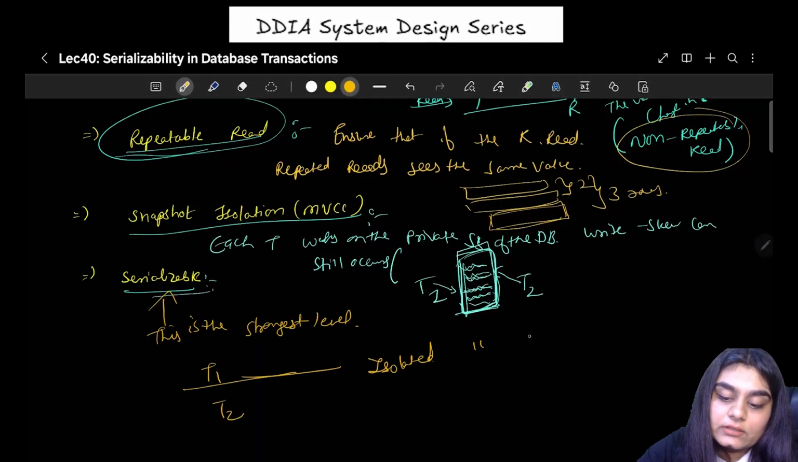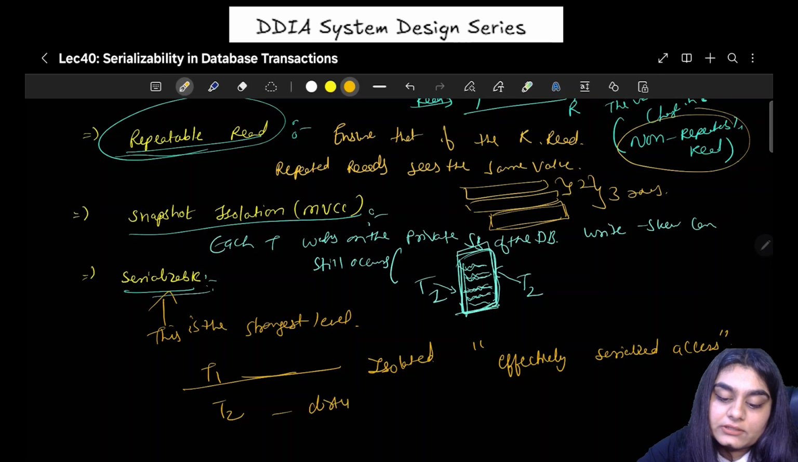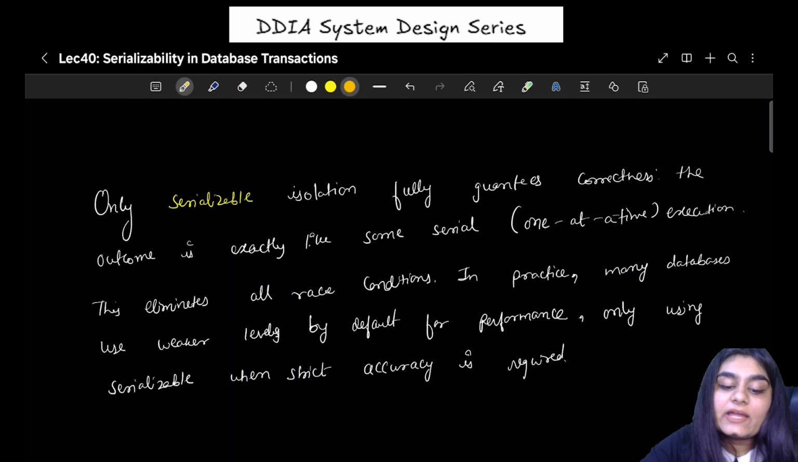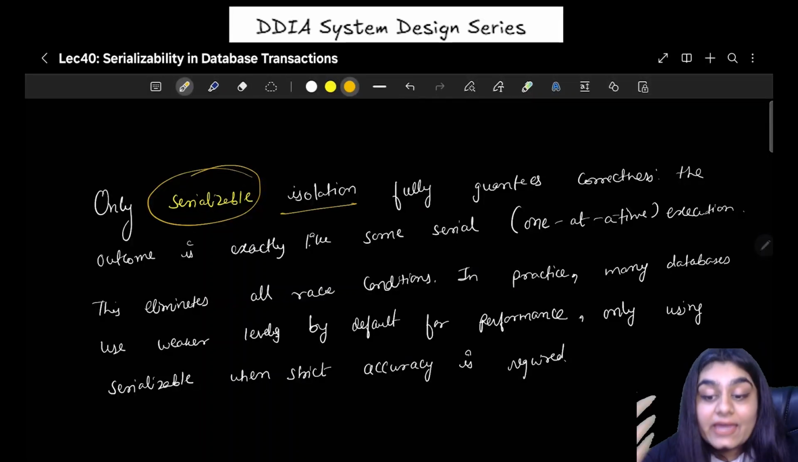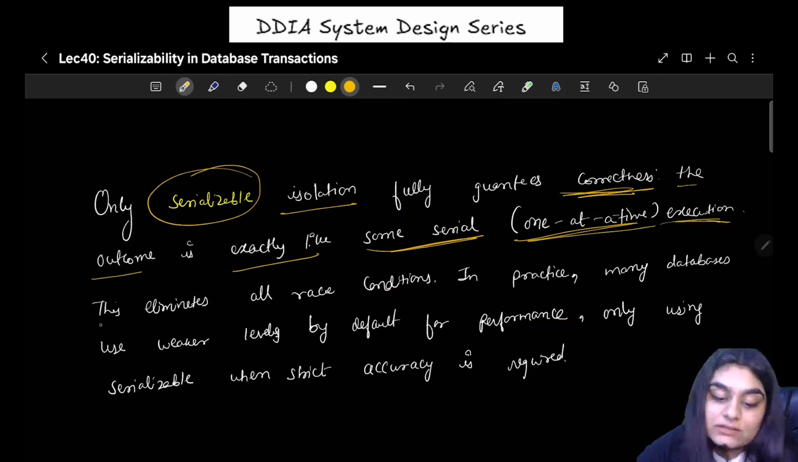That is, they are having effectively serialized access. All the anomalies such as dirty reads, non-repeatable reads, and phantoms, etc. are prevented by definition. Okay. So that means only serializable isolation fully guarantees correctness. The outcome is exactly like some serial, that is one at a time execution. This eliminates all the race conditions.